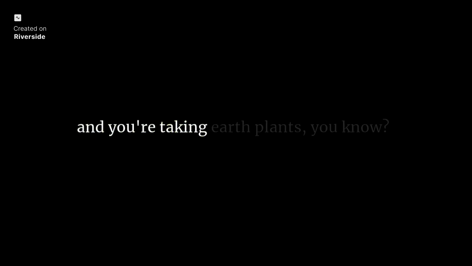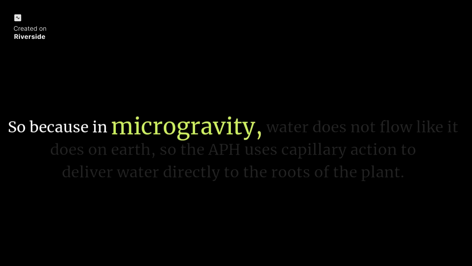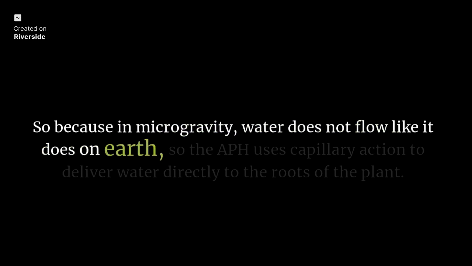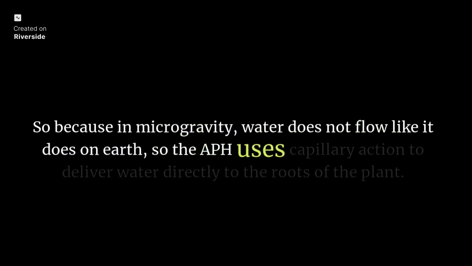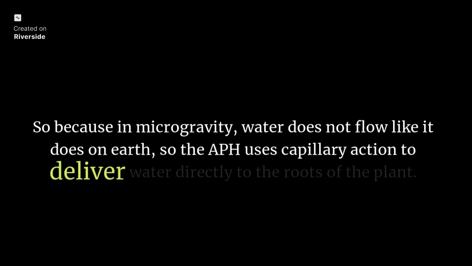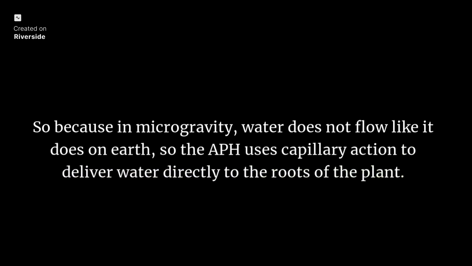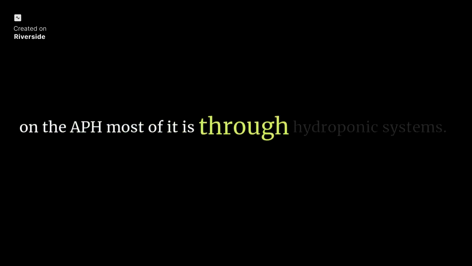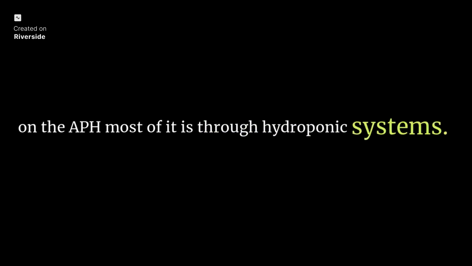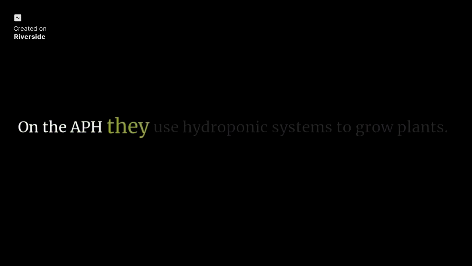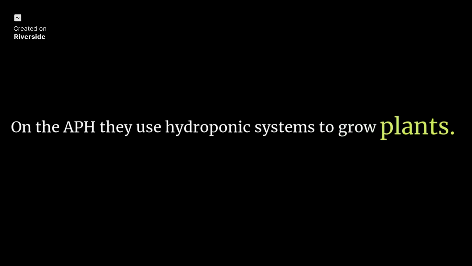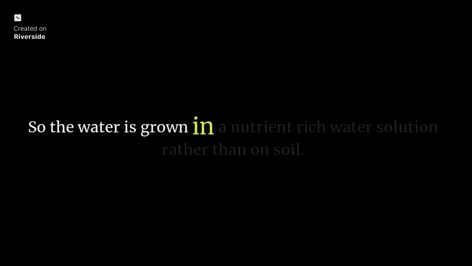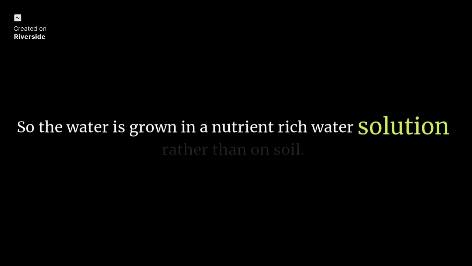And we're taking Earth plants, so because in microgravity, water does not flow like it does on Earth. So the APH uses capillary action to deliver water directly to the roots of the plant. On the APH, most of it is through hydroponic systems. They use hydroponic systems to grow plants. So the plants are grown in a nutrient-rich water solution rather than in soil. So we just skip the whole soil part.